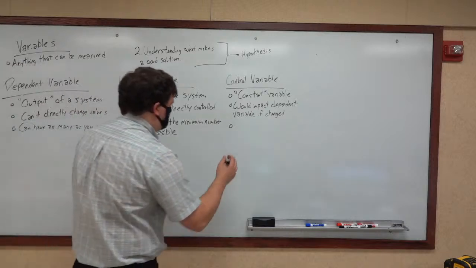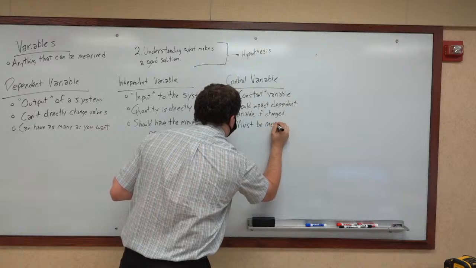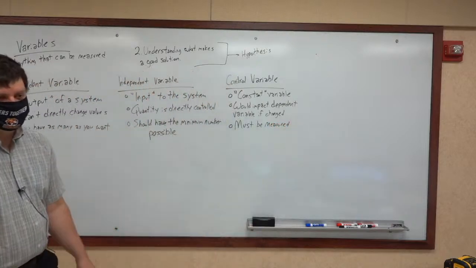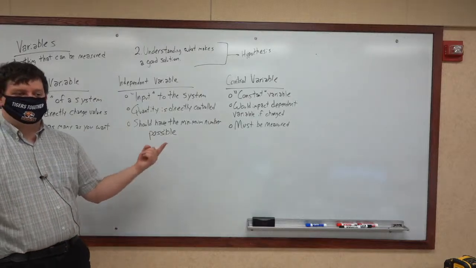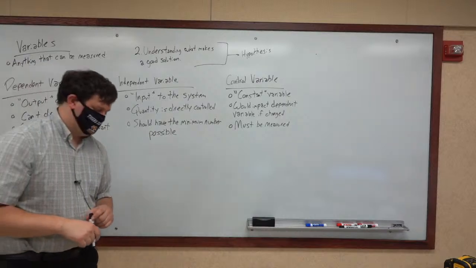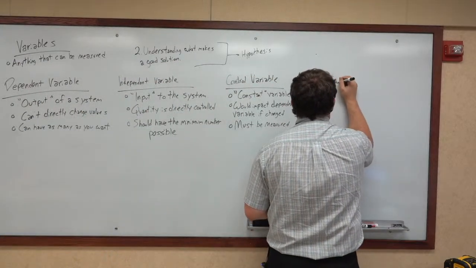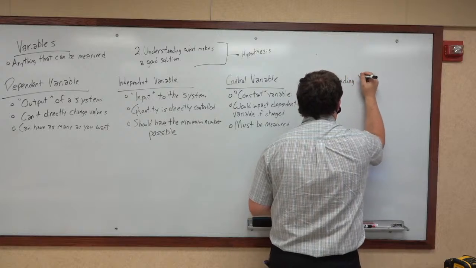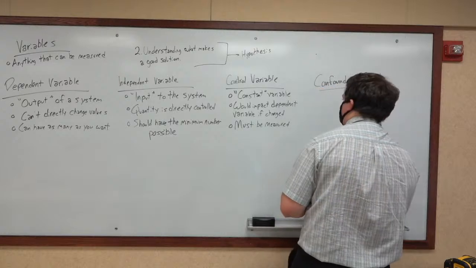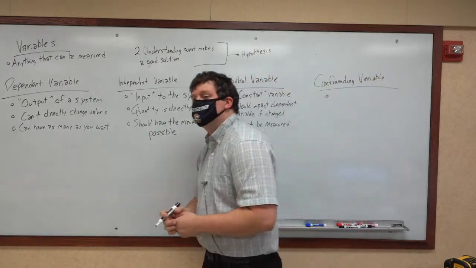Question. Yes? Why would you measure the control variable if it's not going to change? To make sure it doesn't change. Because that brings in the fourth type of variable, the confounding variable? This is a great question. In this variable, this is an unmeasured variable.